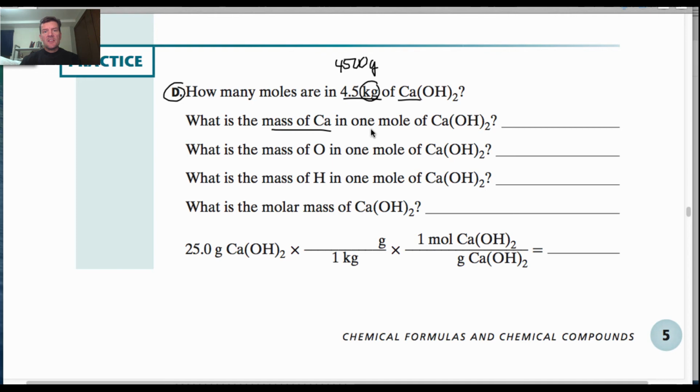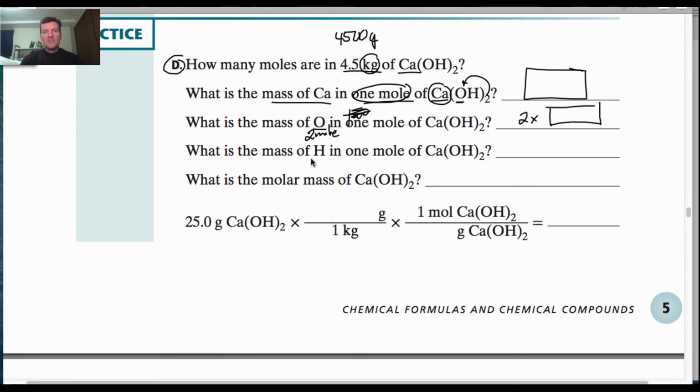So what is the mass of calcium in 1 mole? Well, again, you look on the periodic table and you would find the mass in 1 mole. Okay, that's 1 mole here, so we'd find that number on the periodic table. Oxygen, we actually have 2 moles of oxygen. See this oxygen here? It's double that. What is the mass of oxygen in 1 mole of calcium hydroxide? But we have 2 moles of oxygen, so it would be 2 times the number from the periodic table.